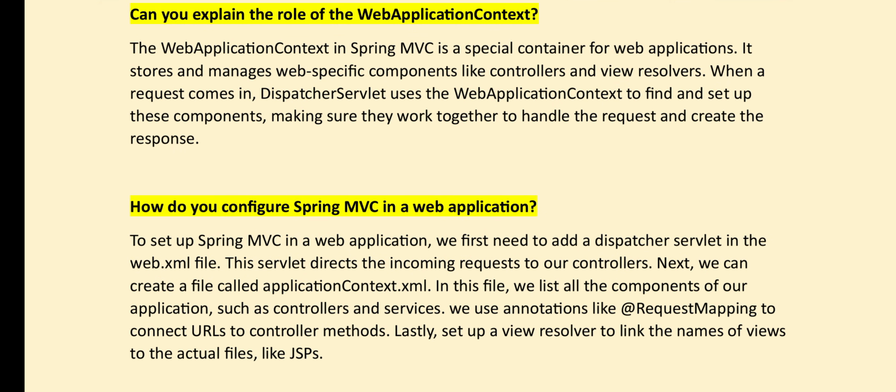How do you configure Spring MVC in a web application? To set up Spring MVC in a web application, we first need to add a dispatcher servlet in the web.xml file. This servlet directs the incoming requests to our controllers. Next, we can create a file called application-context.xml. In this file, we list all the components of our application such as controllers and services. We use annotations like @RequestMapping to connect URLs to controller methods. Lastly, set up a view resolver to link the names of views to the actual files like JSPs.